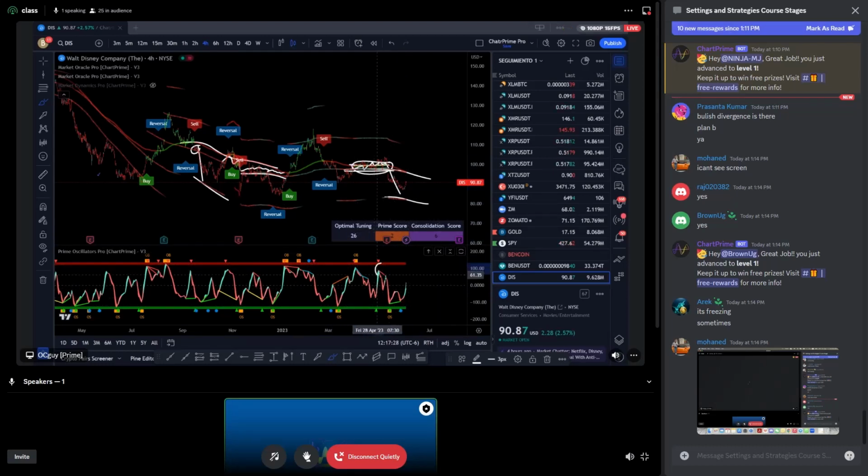How can we say it? Well, look at that. We had a previous bearish divergence, right? We had a reversal and we broke through the zero line. Let's take a look at where we broke through the zero line. Look at that. We broke through the zero line.